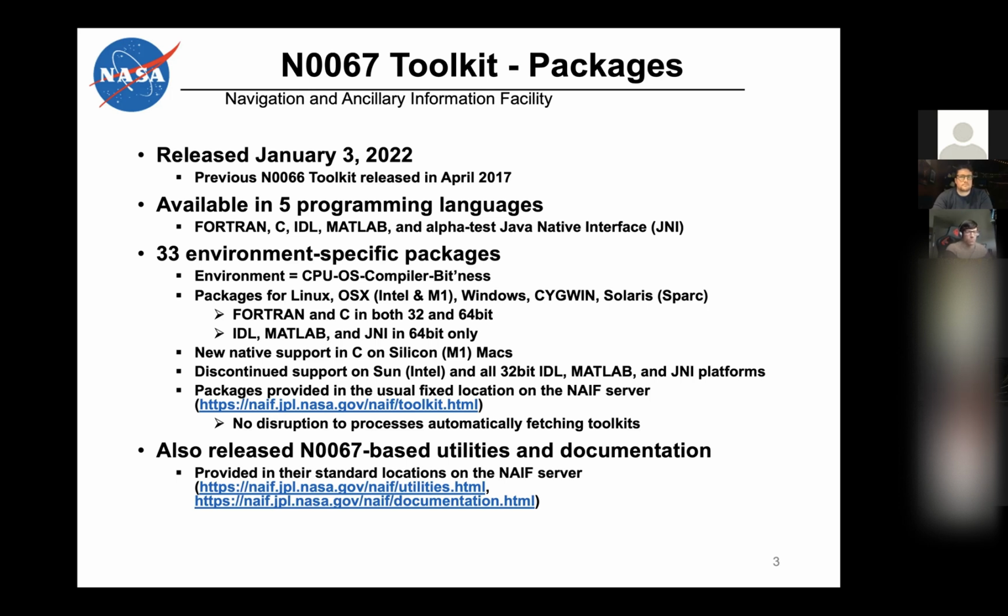For those of you who use SpiceyPy, it fetches CSPICE from the server, and although it's the new version, there should be no problem with it. Other continuous integration pipelines, such as Jenkins, that fetch the toolkit should not be disrupted either, and so on and so forth. Of course, we have also released the N0067-based utilities and their documentation. Those utilities are provided in their standard locations on the NAIF server as well.